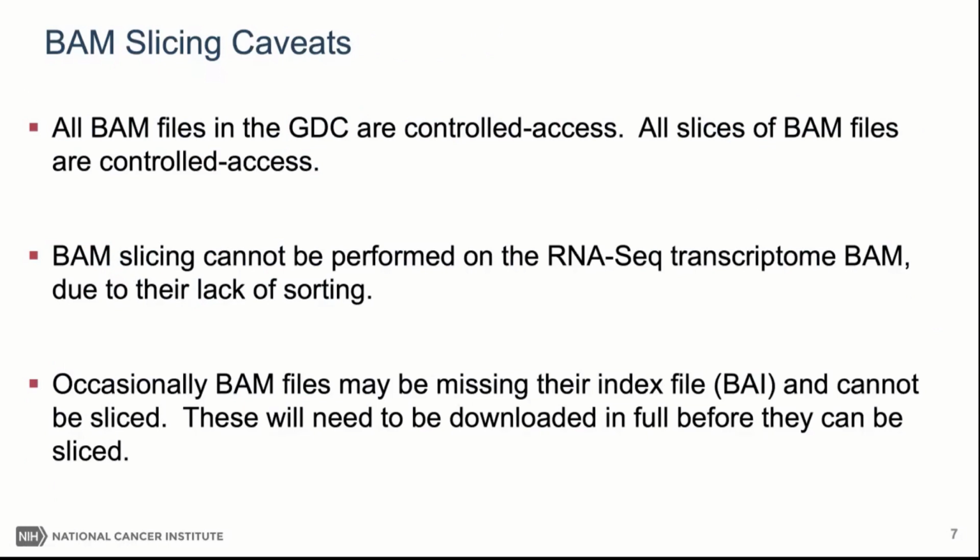The GDC has an RNA-seq pipeline that generates three BAMs: a genome, a transcriptome, and a chimeric. Because the transcriptome BAM isn't sorted in the same way as the other two, BAM slicing cannot be performed, and that's because they don't have a BAM index file.